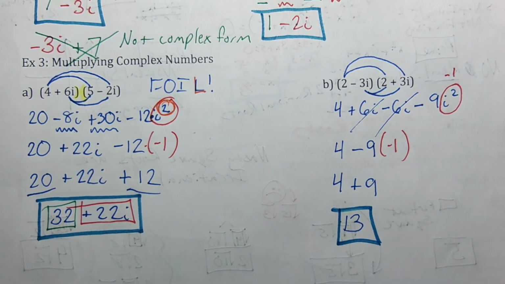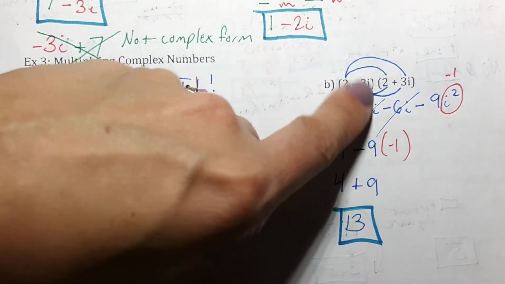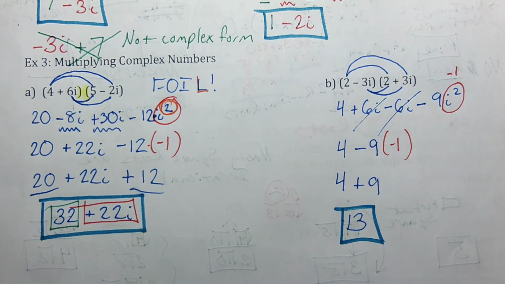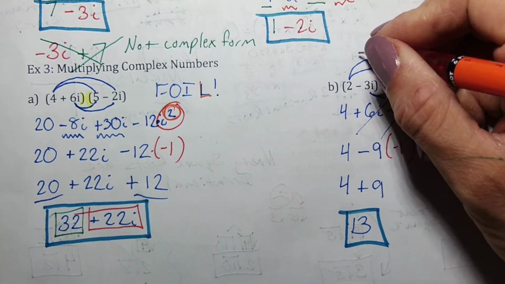So this is why imaginary numbers weren't really just invented. They do have important applications, because if I multiply two imaginary numbers together, we end up getting something real. So 4 plus 9 gives me 13. When I FOIL these two complex numbers, we got something real. These are conjugates. We're going to talk about conjugates later.